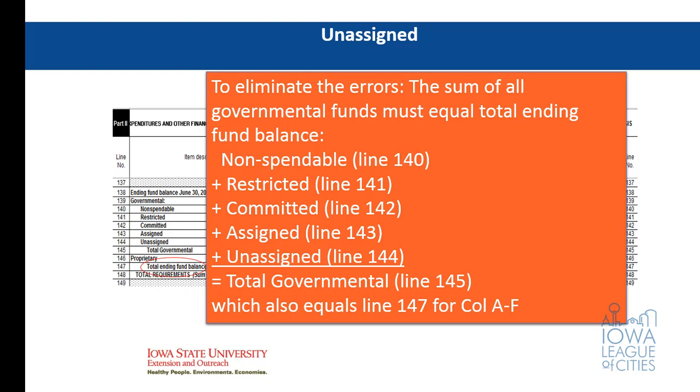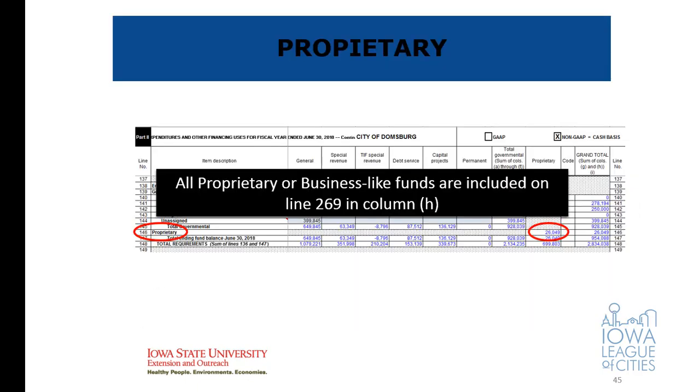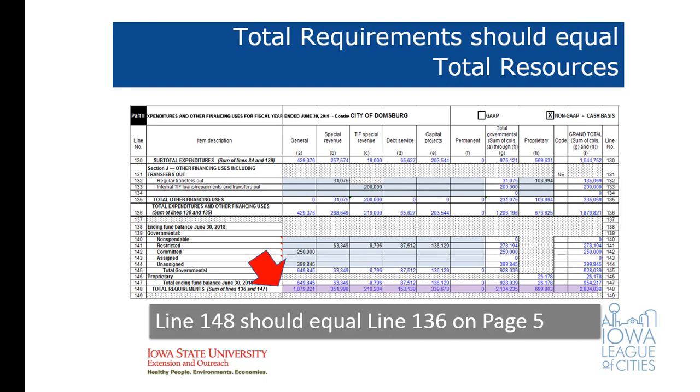The spreadsheet will total all of those things up for you. If you do not have the correct amount in your calculations for the unassigned, you will get an error on the error page. Now, you also notice that all proprietary or business type funds are included on line 269, column H. All funds that are collected for your user fees are designated for that specific utility. There's nothing else that's going to be using those funds. Then we look at the total requirements, and the total requirements should equal the total resources on page 5. Again, if they do not, then you're going to end up with an error on the error page.